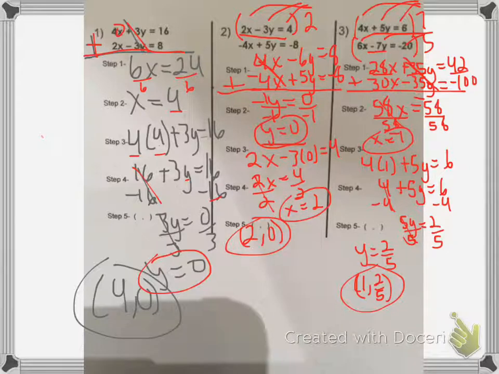So then I'll plug it back in here. 4 times negative 1 is negative 4. I'm going to add 4 to both sides, and that's going to give me 10. I'm going to divide by 5, and y is going to equal 2. So my ordered pair here is going to be x equals negative 1, y equals 2.